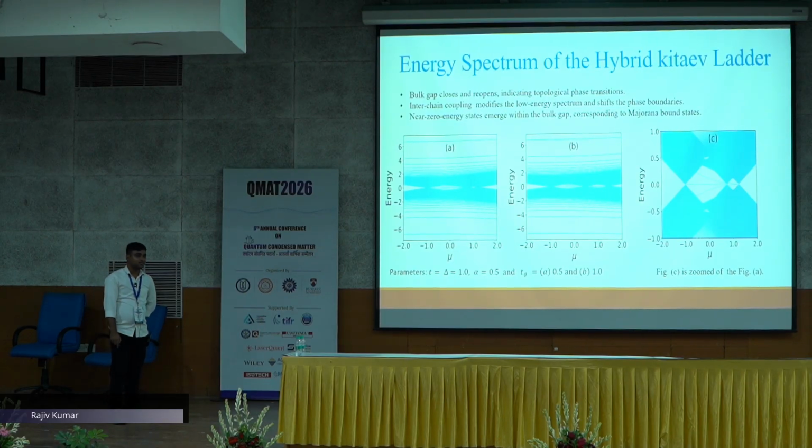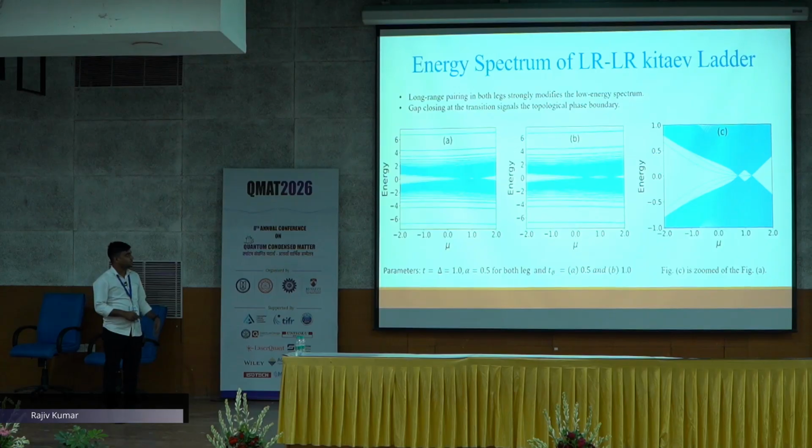One interesting thing in this hybrid ladder is that we see two topological regions. One has Majorana zero mode and massive Dirac mode, and the second has only massive Dirac mode. The transition point at mu equals -1 does not change as we increase the interleg coupling strength.